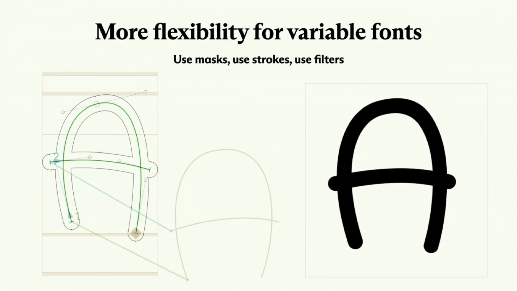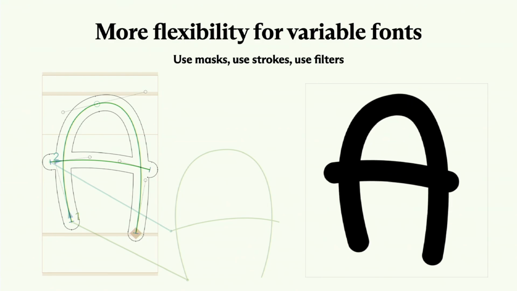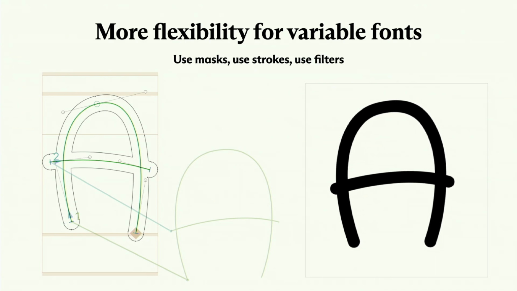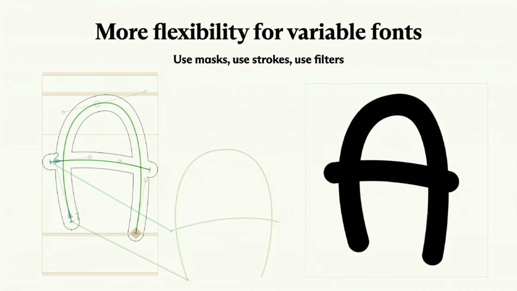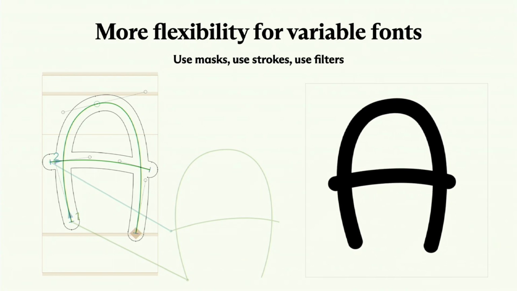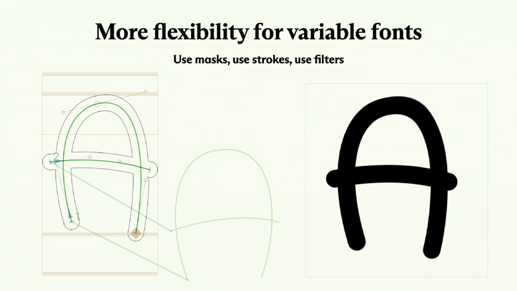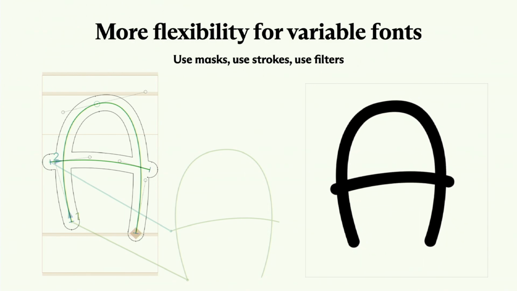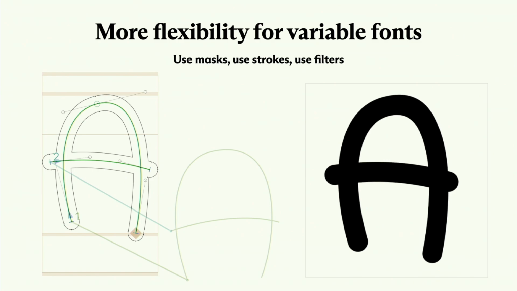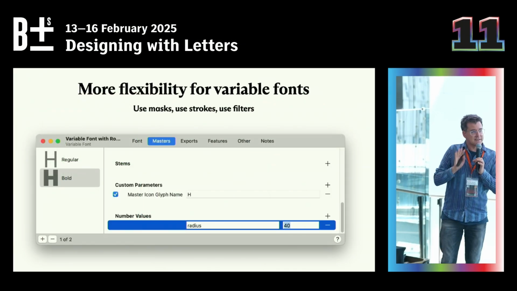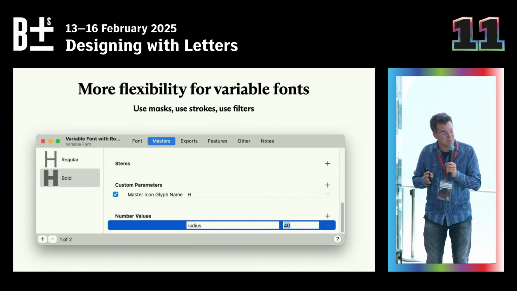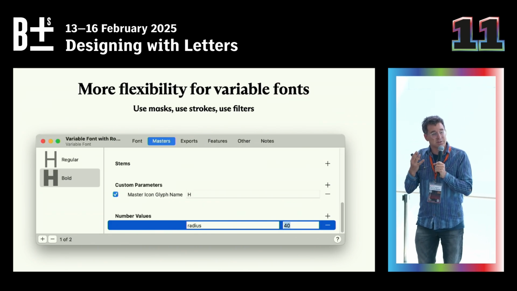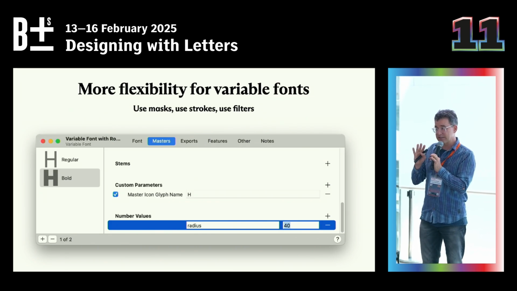Another thing you can do for variable fonts, you can use strokes. You can use open outlines, add a stroke expansion to it, add certain finials to it, and then in most cases, if you manage to make it stay compatible, which it usually does, you can export this as a variable font.